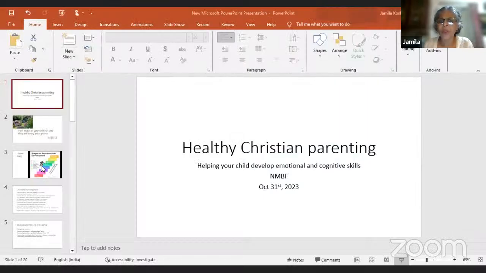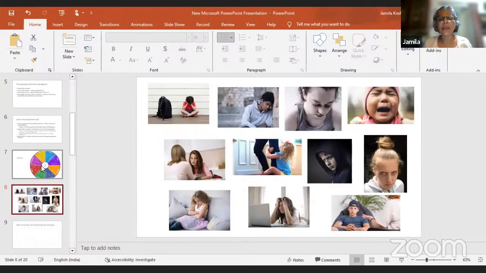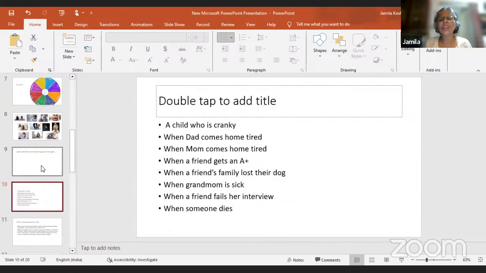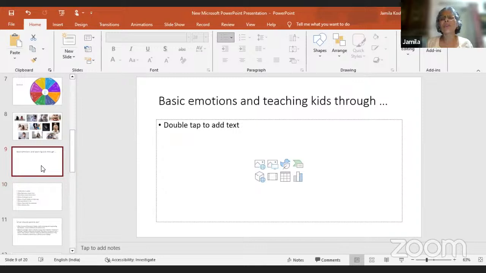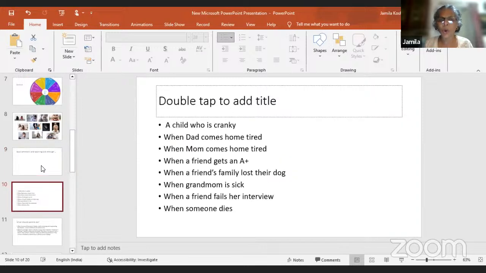Now, along with understanding the emotions, we also need to teach them the correct way to respond, right? I said that we learn to respond correctly to all those emotions. So how would you say that we should teach the child to respond if the child is cranky? Can I hear some responses?